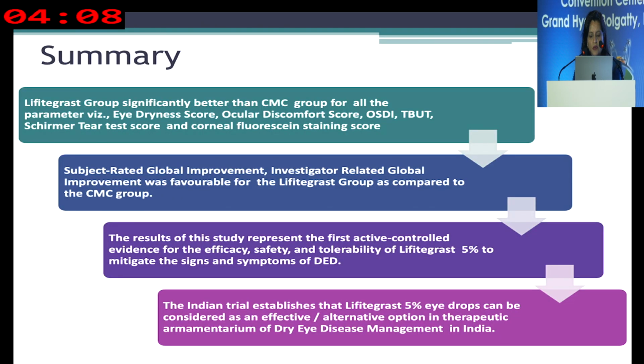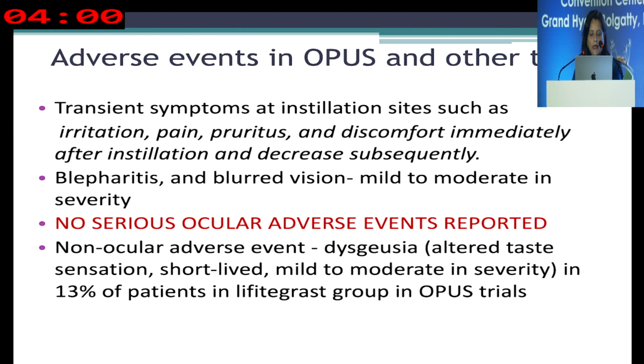So this is essentially the summary of the study, of which I have already enumerated the results. And even in the OPUS trials and other studies, it was shown that there are no serious ocular events. However, dysgeusia or altered taste sensation has been reported in 13% of the patients in the OPUS trials.